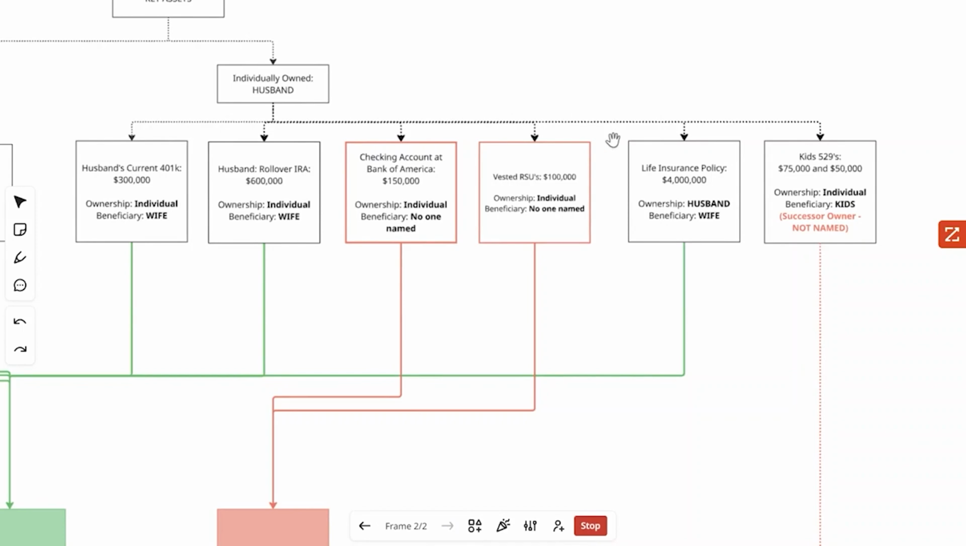There is a life insurance policy, which is valued at $4 million. It's a term policy. The husband is the owner, the beneficiary is the wife. No big deal there. And then there's also the kids' 529 accounts, where one has $75,000 and the other has $50,000 for their two kids. These accounts are generally individually owned, and the husband is the owner, and the beneficiary of those accounts are each of the kids. So the older one has $75,000, the younger one has $50,000. Now you do have the option with 529 accounts to have a successor owner named. In this case, no one was named.